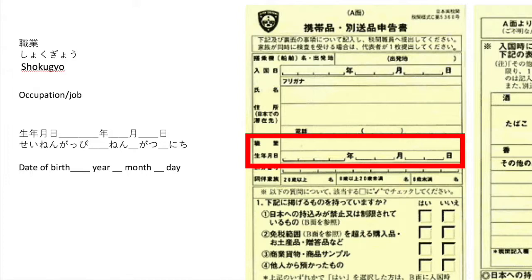And the next column in the same red box is called 生年月日, 年, 月, 日. I'm sorry, I forgot to write how it's written in English form, but it's written 生年月日, 年, 月, 日. So it's basically the date of birth, that's 生年月日, and you write your year, month, and day.